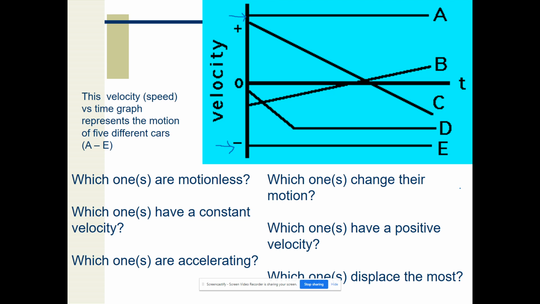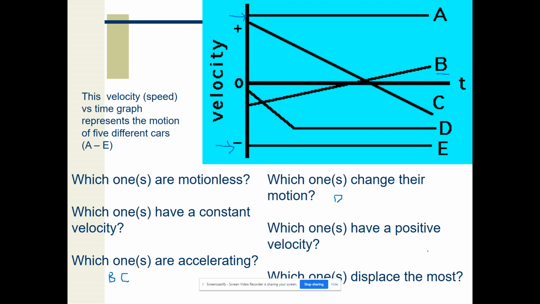Which ones are accelerating? Here we're looking for a slope. And I can clearly see that B is accelerating in the positive direction. And I can see that C is accelerating in the negative direction. I can see that there's a little bit of a deceleration for D. And D, you can see, changes its motion right here. It goes from a deceleration to a constant velocity.